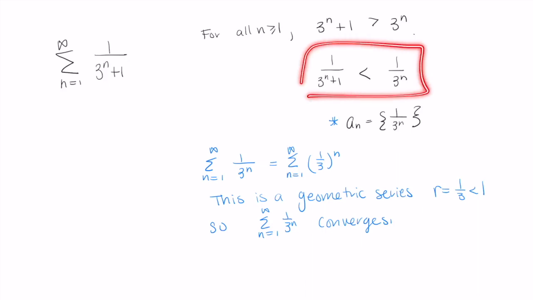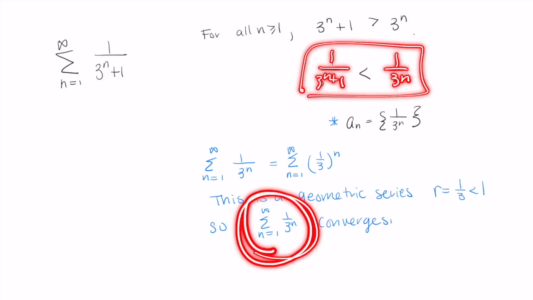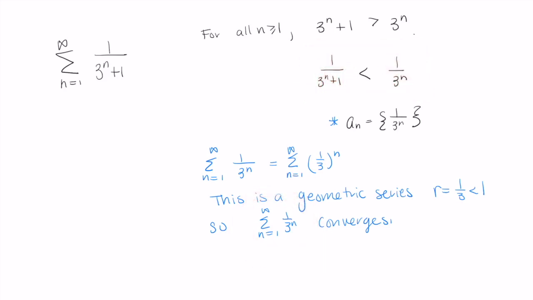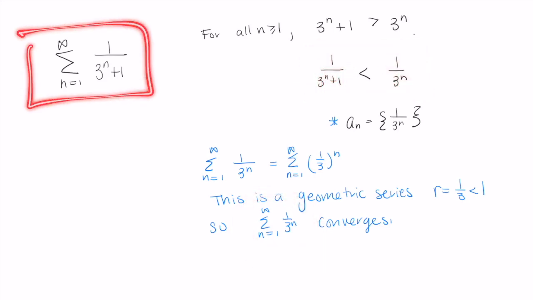Since this inequality holds, and we know that 1 over 3 to the n plus 1 is always smaller than 1 over 3 to the n, and this series here converges, by the direct comparison test, I can say that this series here converges.